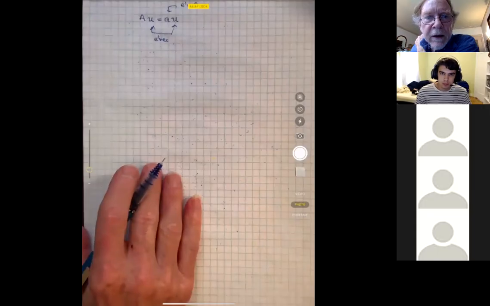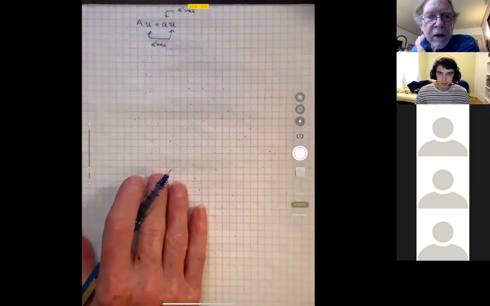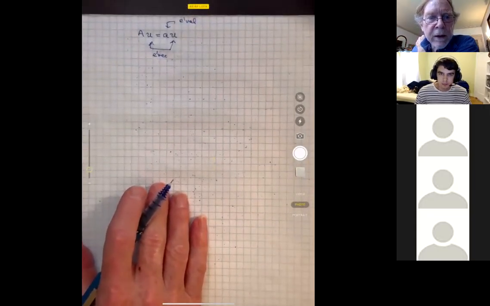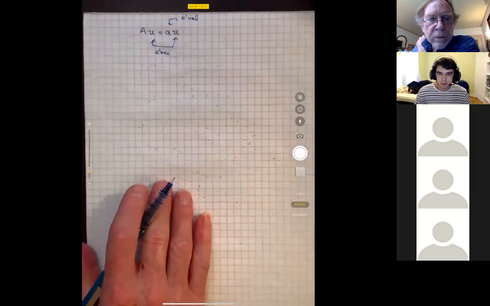Can you see that all right? Let's see, no, because there's a little yellow thing in the way. Let me pull it down a little bit.